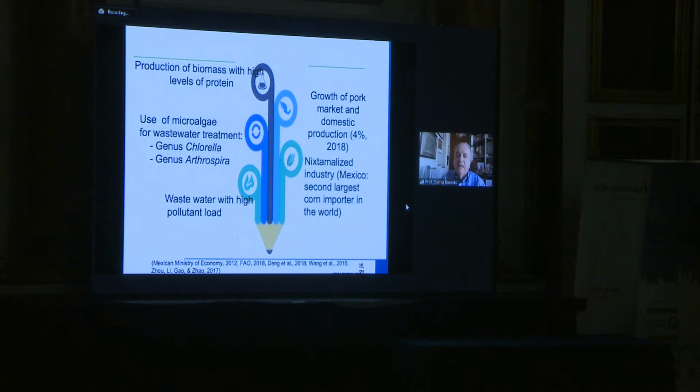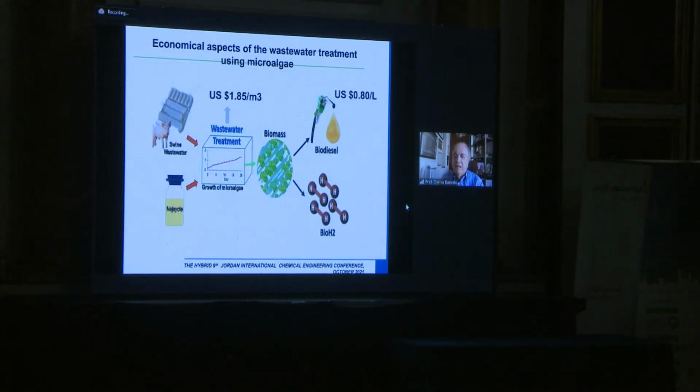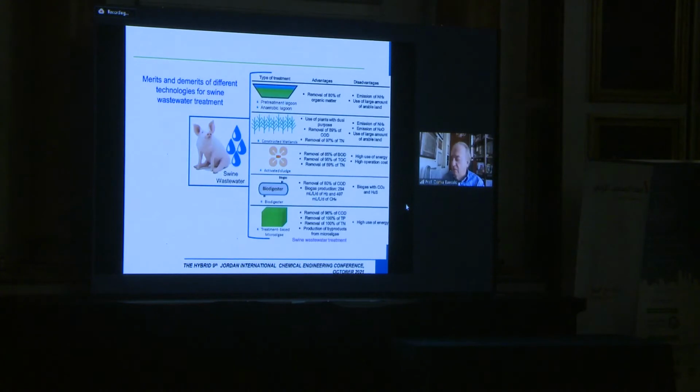And this is very important because the use of microalgae can be considered an eco-friendly treatment. The biomass can be used as well for biodiesel production, and also for different applications. So we really have a cheap way to do treatment. There are some advantages of these technologies, like a very good removal rate of many parameters.